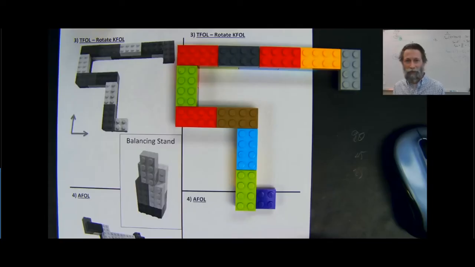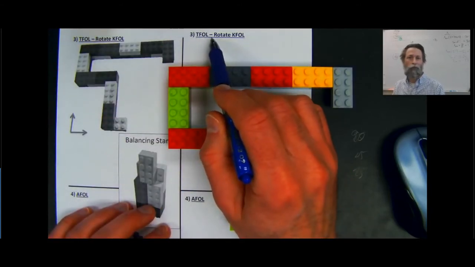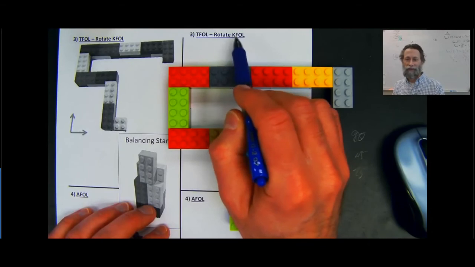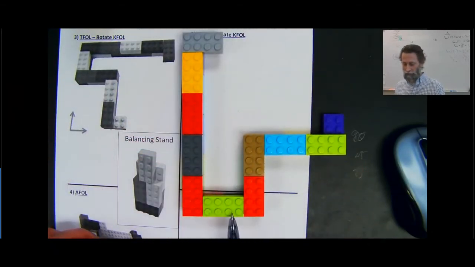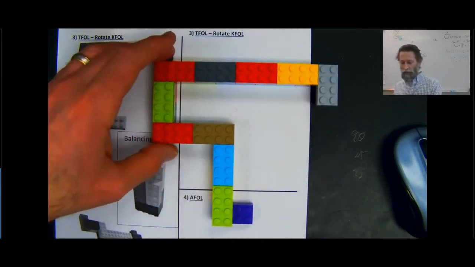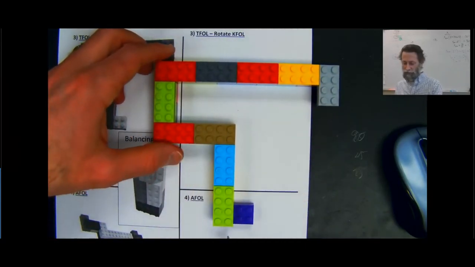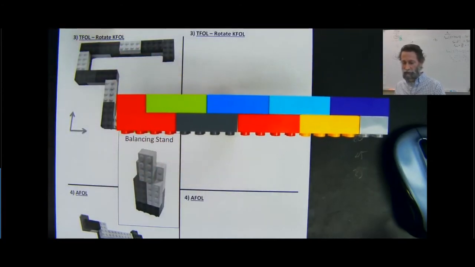Okay, so here we are on the TFOL, which if you remember is Teen Fan of Lego. And all we did was we rotated the KFOL. So this was our last one that we did, and we found that the center of mass was here at 5, I think it was 5.1. Now we rotate it this way, and I'm just going to play with it. I see there's a base down here. If I stand it up this way, it looks like it stands on that base.